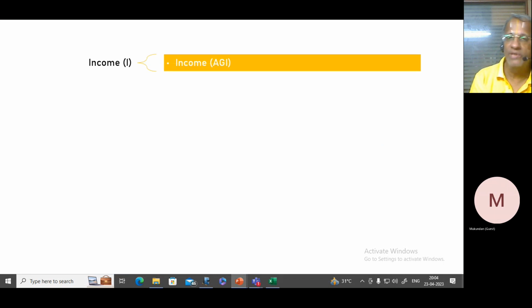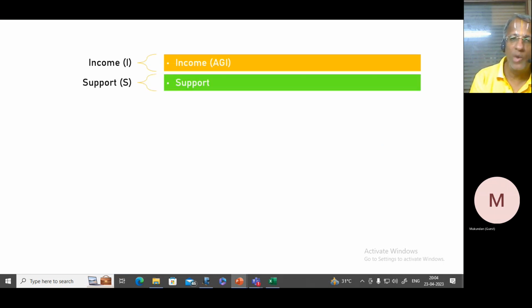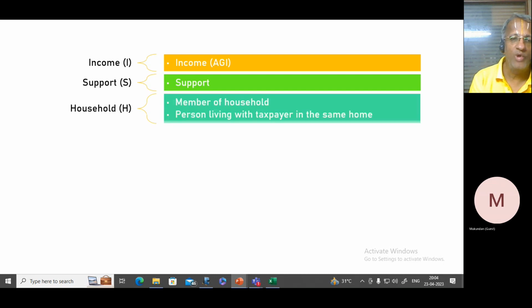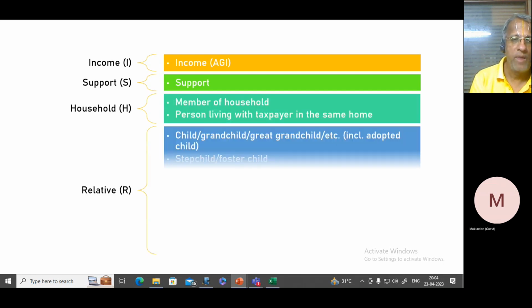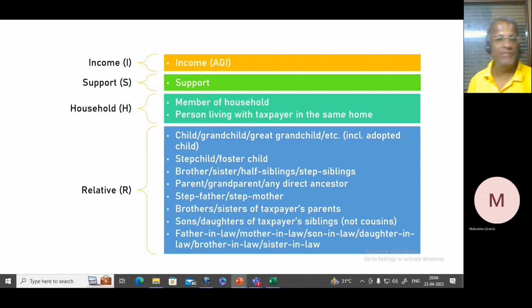So income, AGI test, support, then household, who are all relatives. Say I'm just taking it up once for the purpose of general reading, though I have given only a small portion here. I have given it a little elaborately, though I try to bring it out as exhaustive as possible.